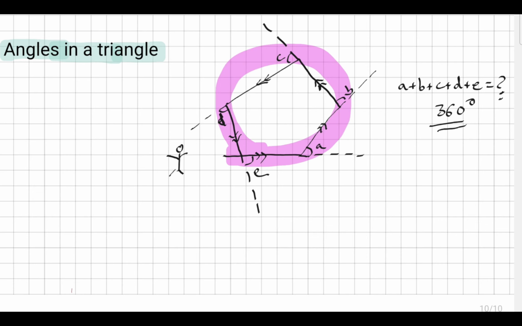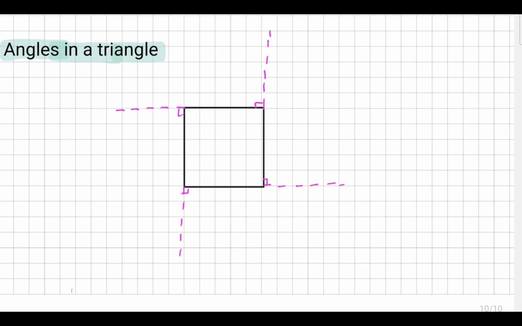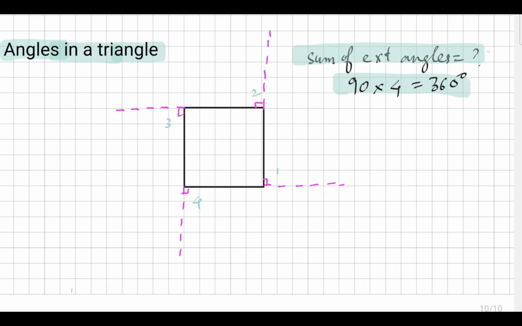Let's take a square as an example to calculate the sum of exterior angles. Now, as you can see in this figure, each exterior angle of the square is 90 degrees, and their sum can be calculated as 90 times 4. So the total would be 360 degrees. Once more, we have obtained the sum to be 360 degrees.